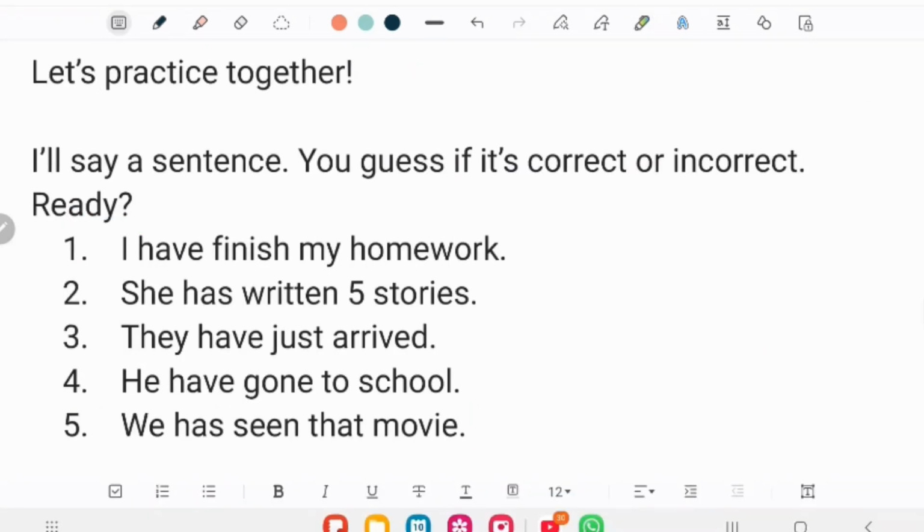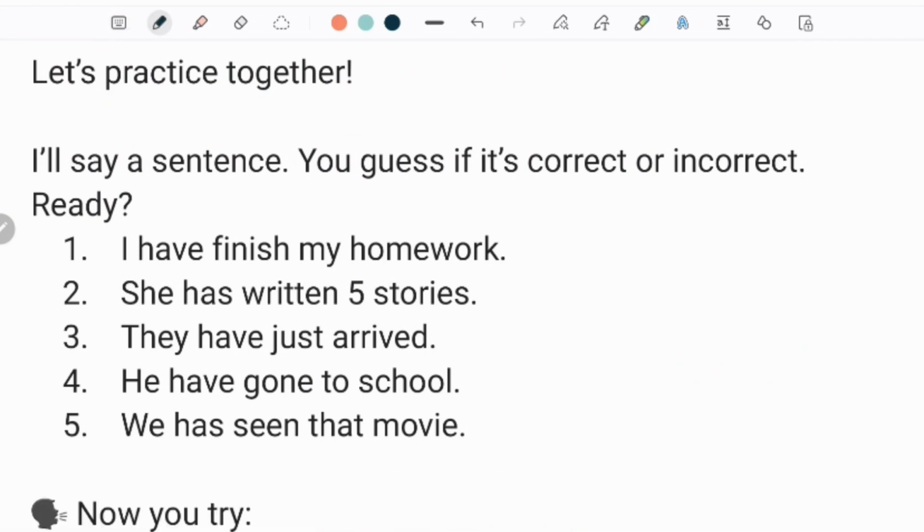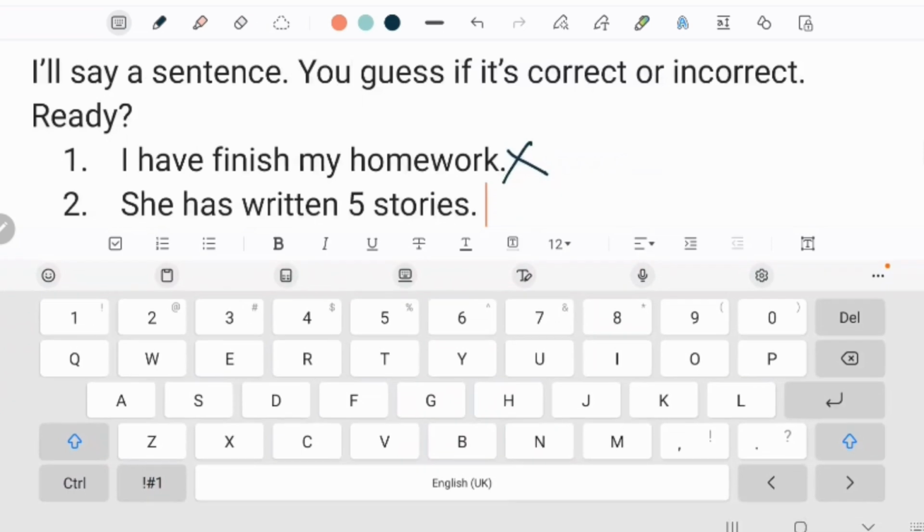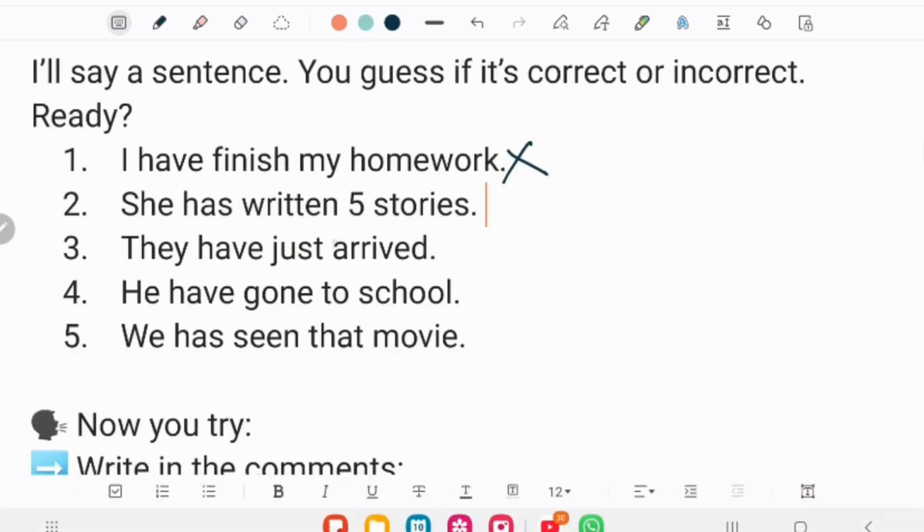Alright, let's practice together. I'll say a sentence and you guess if it's correct or incorrect. The first sentence is I have finished my homework. Is it right or wrong? Take some time and let me know in the comment section below. I think it's going to be wrong, because I have finished my homework is going to be the correct sentence. So this is wrong. She has written 5 stories. Written 5 stories. Is it right or wrong?